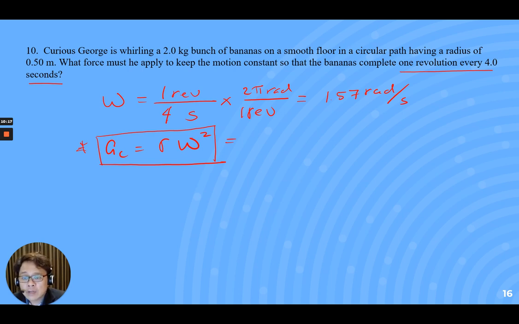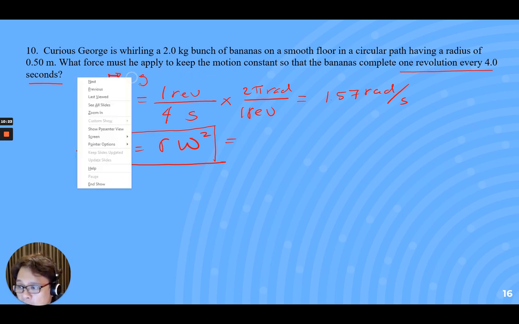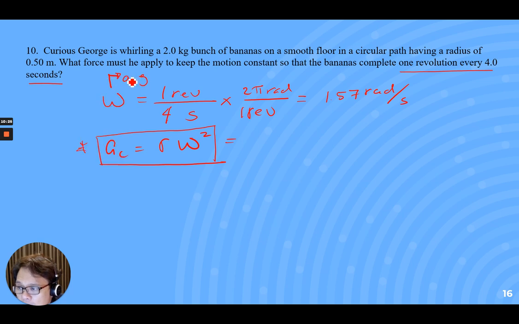Now, if you are given the angular speed, omega, then the equation becomes r omega squared. This is a Greek alphabet, omega. The capital letter is this, and this is the small letter. It's like a W with a tail.